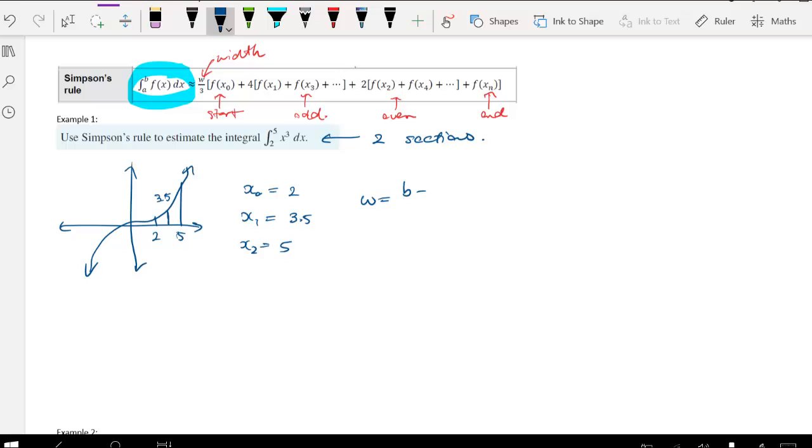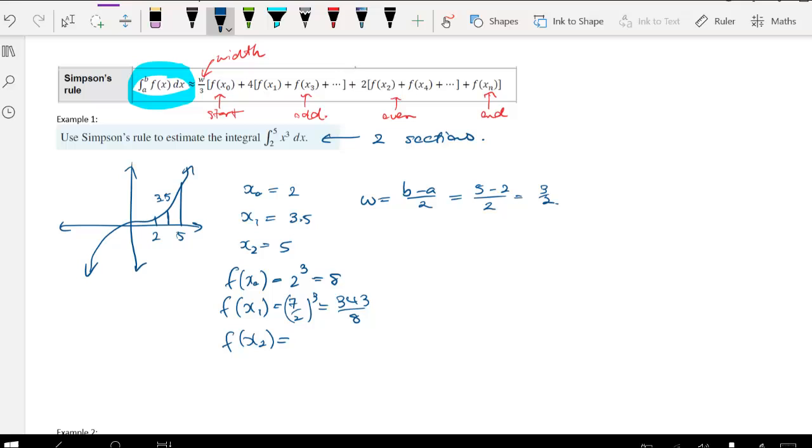Our width, which is b take a over 2, will be 5 take 2 on 2. So width will be 3 on 2, or 1.5. And we'll need, obviously, f of x0, which is 2 cubed, which is 8. We'll need f of x1, which is 2 plus 3 on 2, so 3.5, or 7 on 2 cubed, and that will make it 343 on 8, and f of x2, which will be 5 cubed, and that is 125.